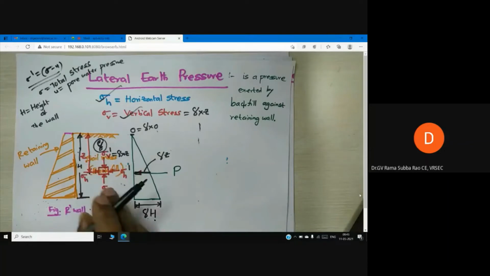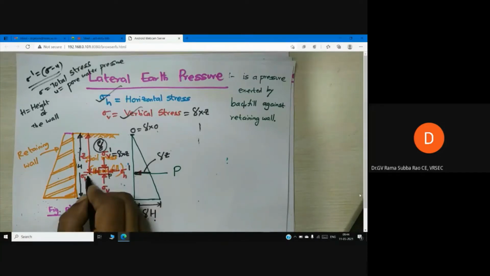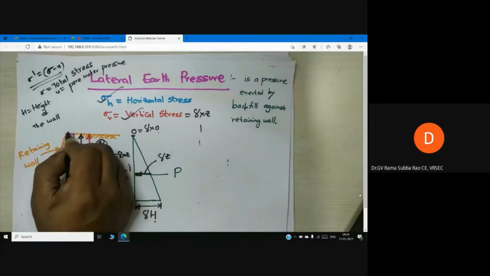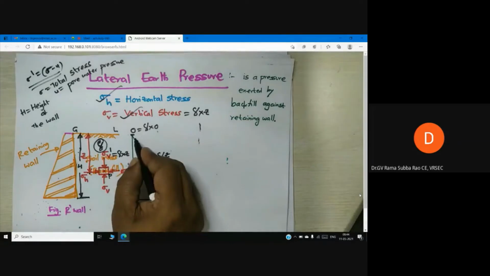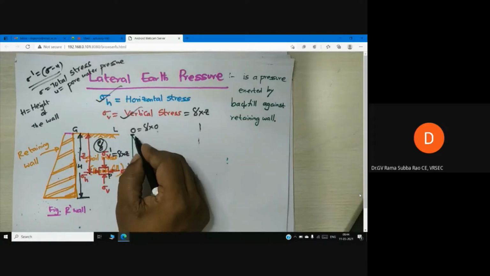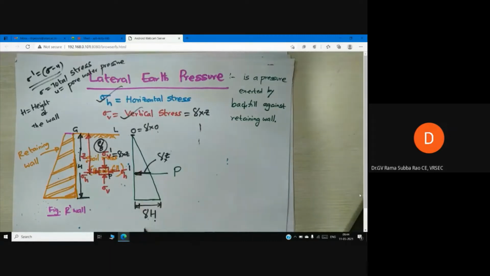So I want to know the state of stresses at any point, that I would like to call point P, which is located at a depth z from the ground surface. What is the vertical stress? I know how to calculate vertical stress: gamma into 0, gamma into z, gamma into H. So vertical stress I am able to calculate.